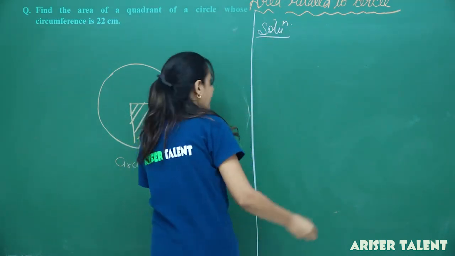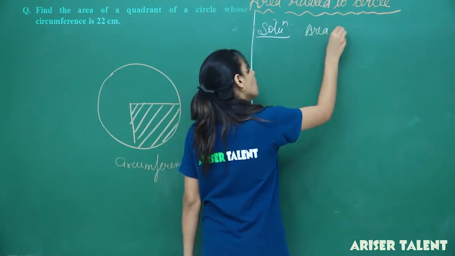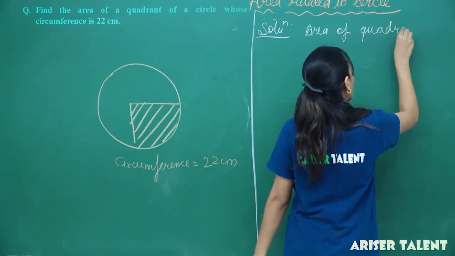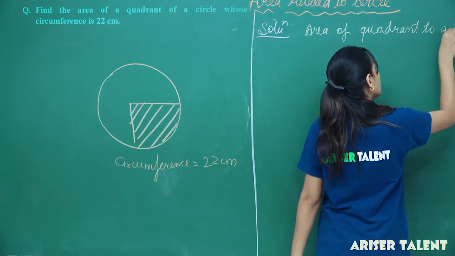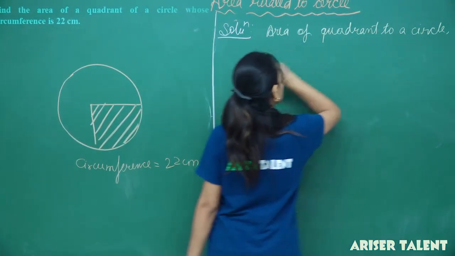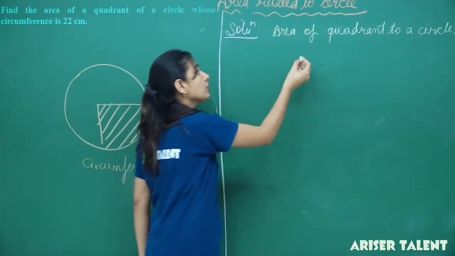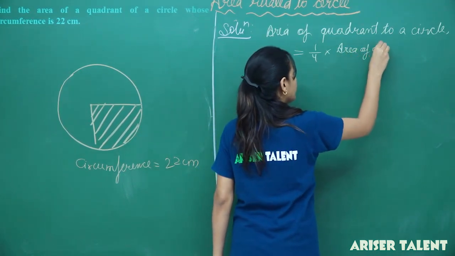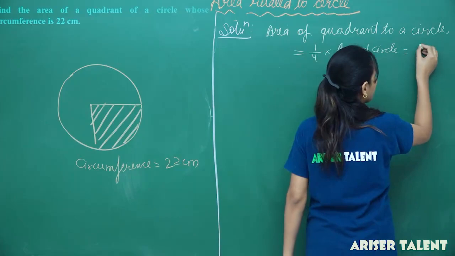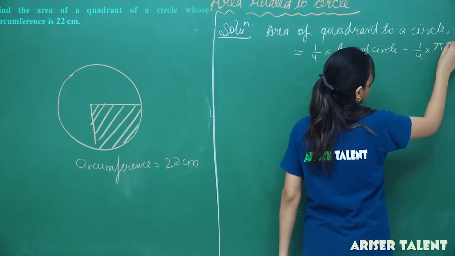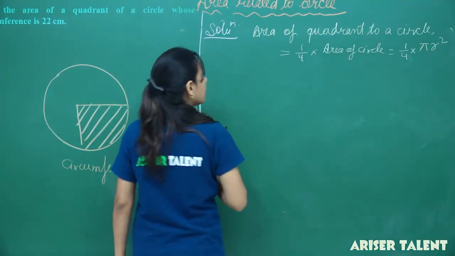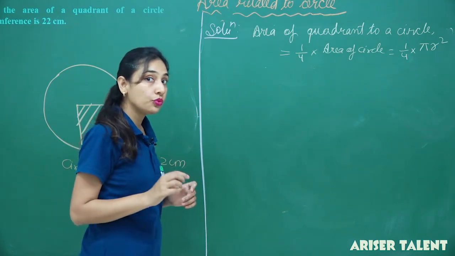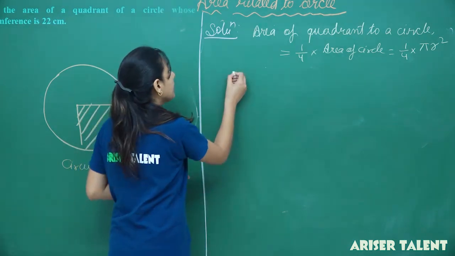I will say that the area of this quadrant of a circle equals one fourth the area of the circle. Now, the area of a circle you know, which is pi r square. Okay. Now, do you have this r here? No, you do not have r here. So, what will you do? You will find r first. Now, what are you given?